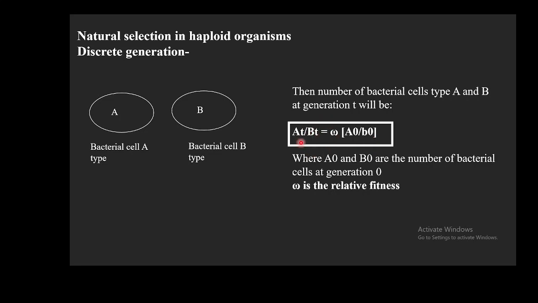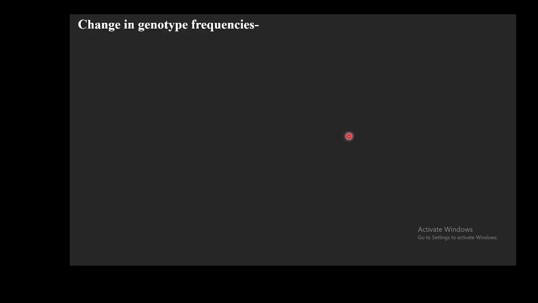So how are the allele frequencies going to change? If you know the number of bacterial cells after T generation and the number of bacterial cells at 0 generation, you can calculate the relative fitness of a particular allele to another allele, or of a particular genotype to another genotype in case of haploid organisms.